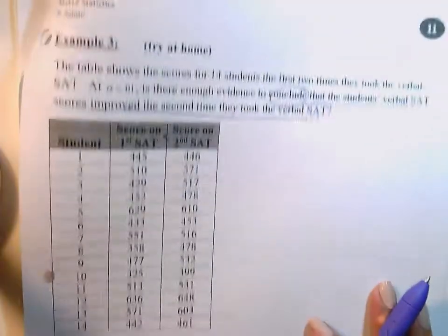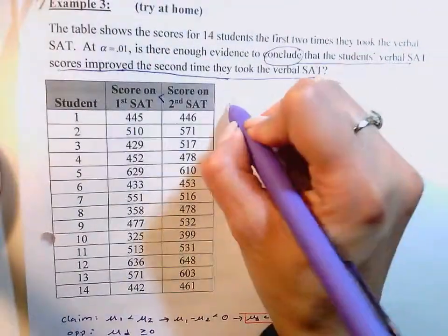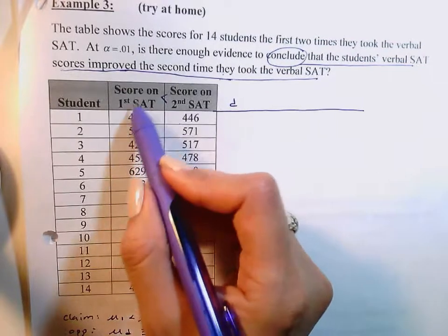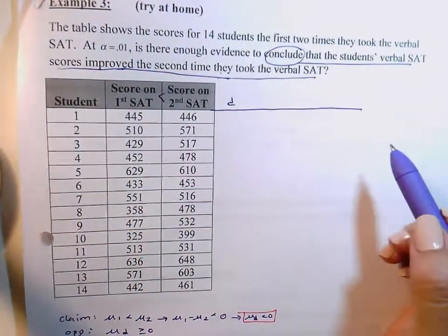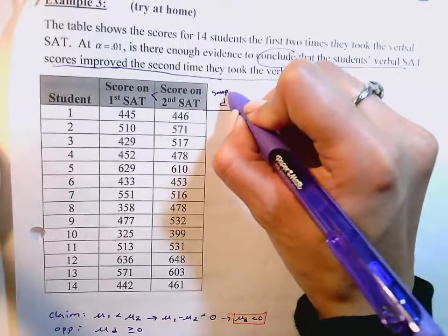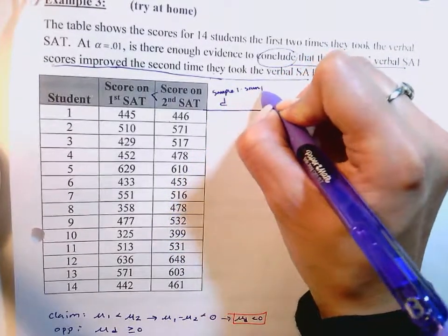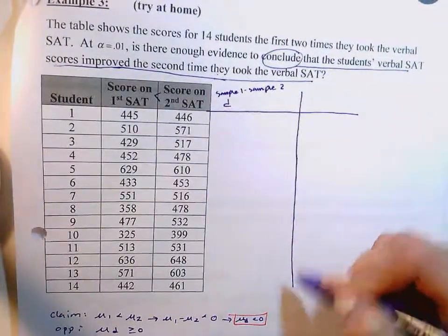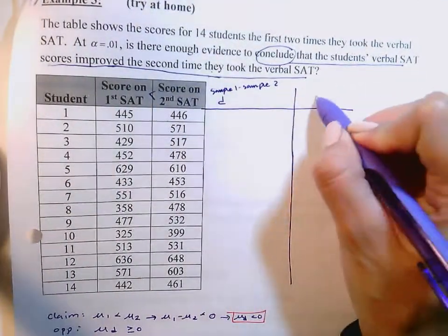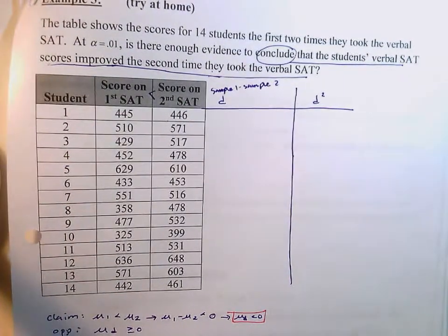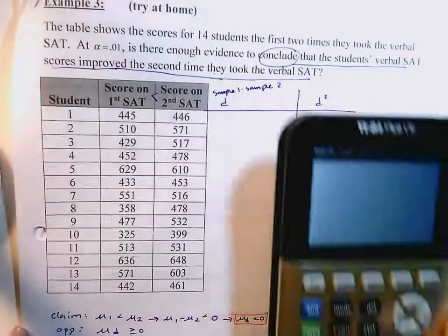So let's go ahead and find the d column. In order to find the d column, we need to subtract sample 1 information minus sample 2 information. So it's always in that order. So again, this is sample 1 minus sample 2. And then for the d squared column, we're going to square the d's. So again, for the d squared, we're going to square these numbers. And let's go ahead and do the calculations for the d.